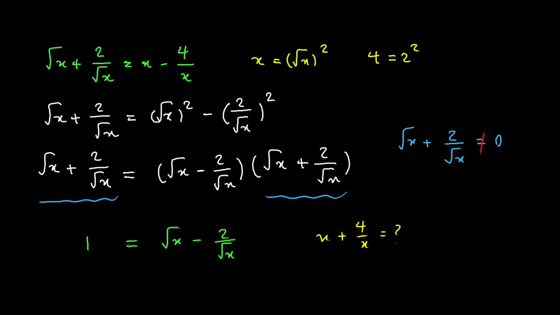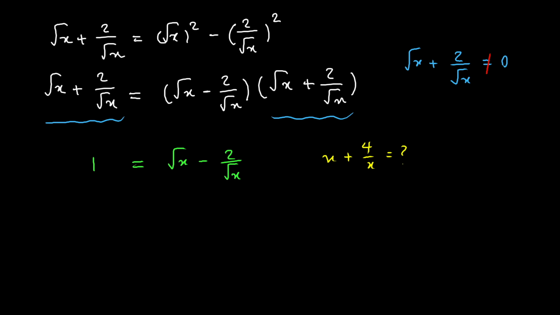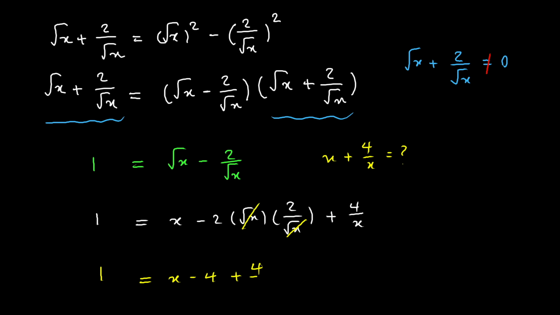To do that, I need to square both sides. So let's go ahead and do that. If I do that, on the left-hand side, I will have 1. And on the right-hand side, I will have square root of x squared, which is going to be x, minus 2 times square root of x times 2 over square root of x, and finally plus 2 over square root of x squared is going to be 4 over x. Now the interesting thing is that I have square root of x both on the top and in the bottom, so I can cancel them out, and I will have something very nice. I will have 1 equals x minus 4 plus 4 over x.